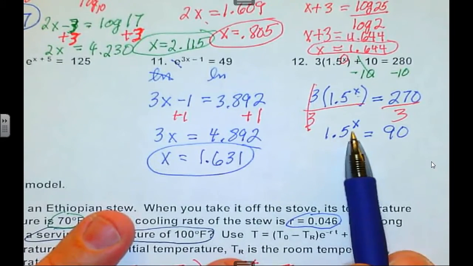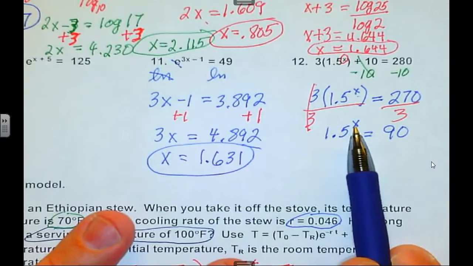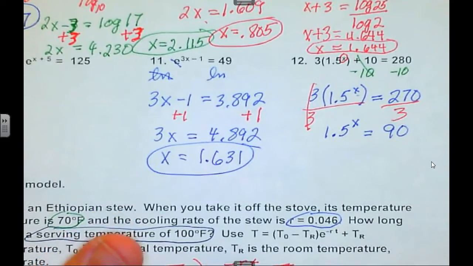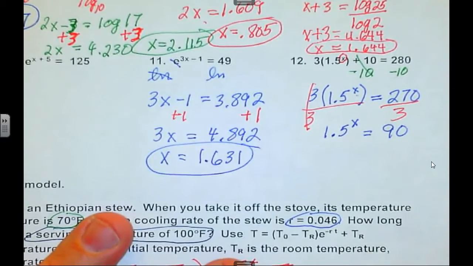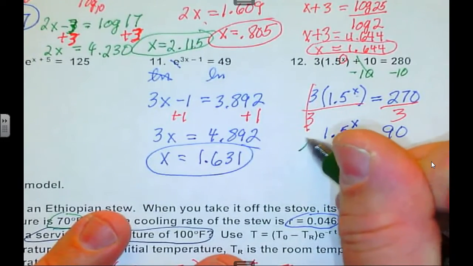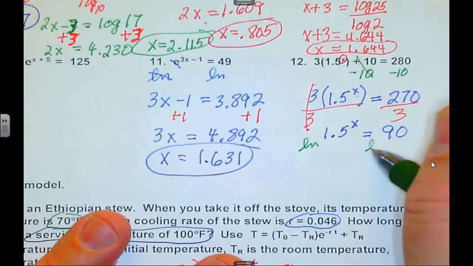Now, there's nothing more I can do. I know the x is an exponent. I'm going to have to use one of my properties, my power property. Okay? So here, I'm just going to use the ln, the natural log. You can use common log. I'm just going to be a little different, use ln. So I'm going to take the ln of both sides.